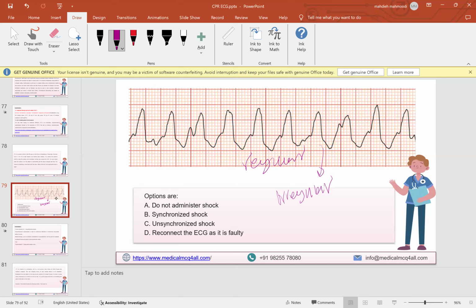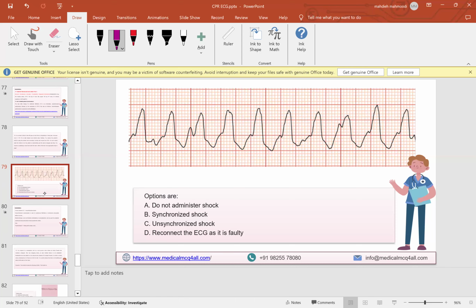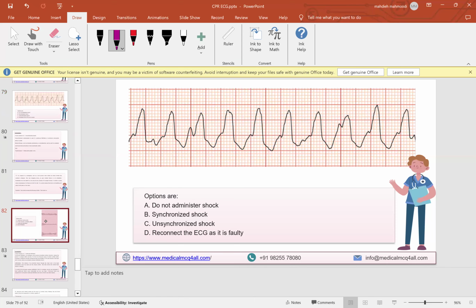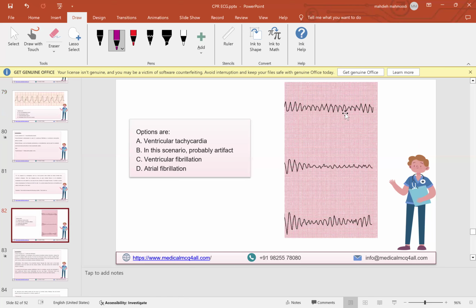By irregular, after VT, an irregular rhythm in a patient without pulse usually means VF. So if you saw that VF, the answer would be unsynchronized. Unsynchronized shock, like this.